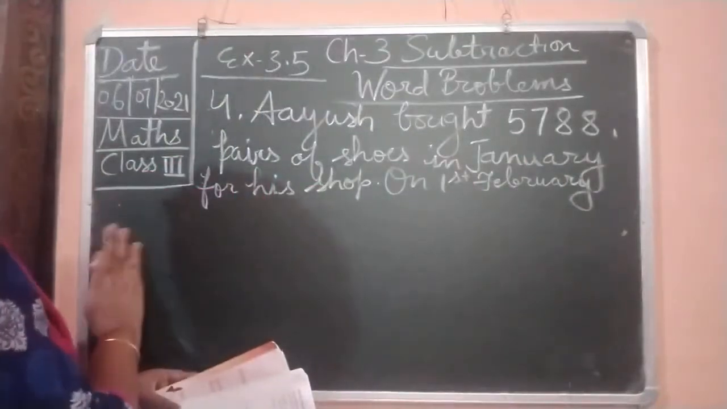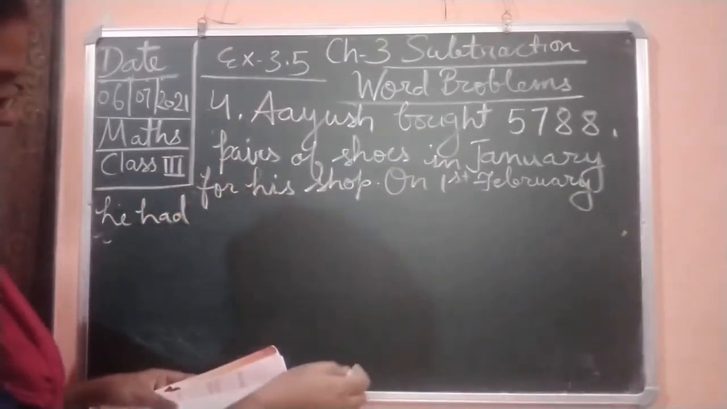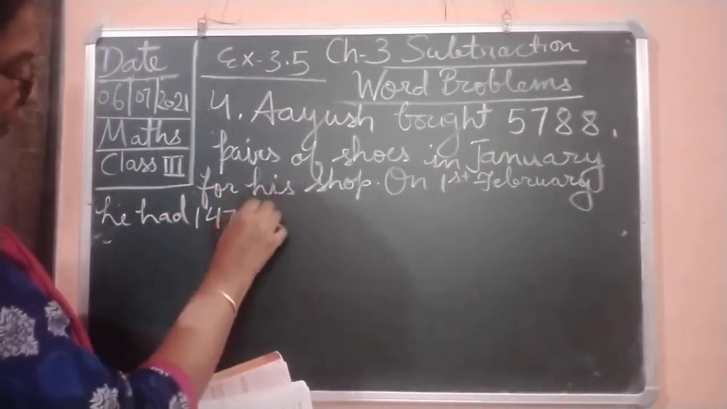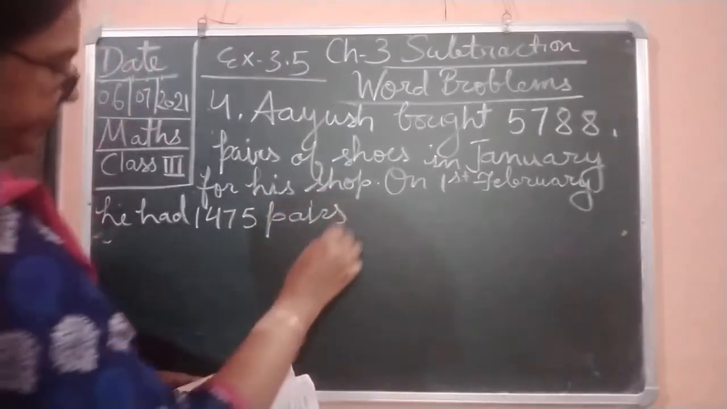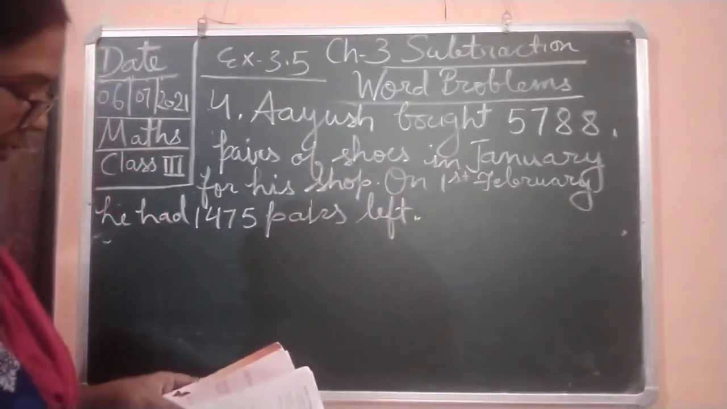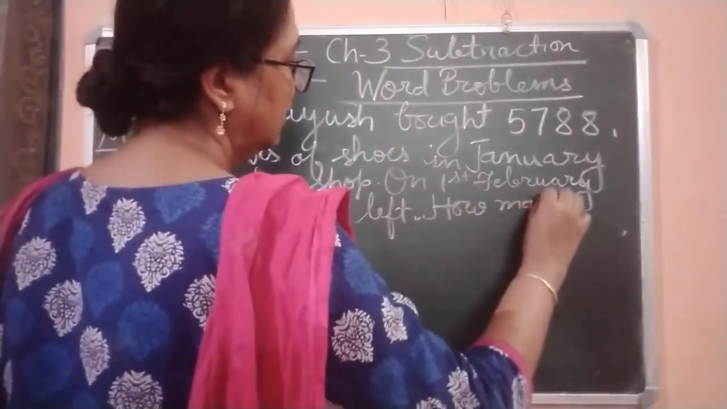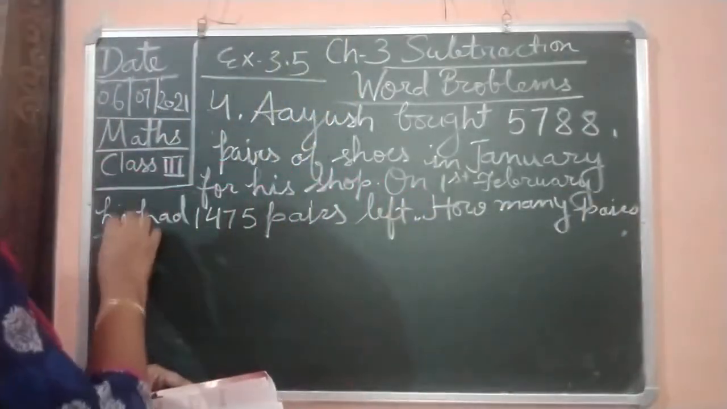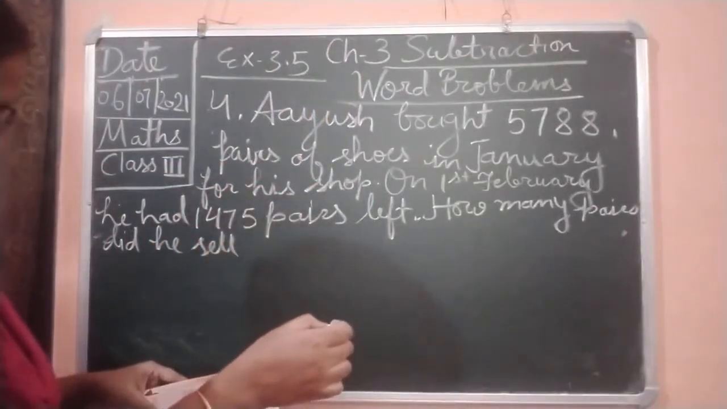he had 1,475 pairs left. That means 1,475 pairs remained. How many pairs did he sell in January?